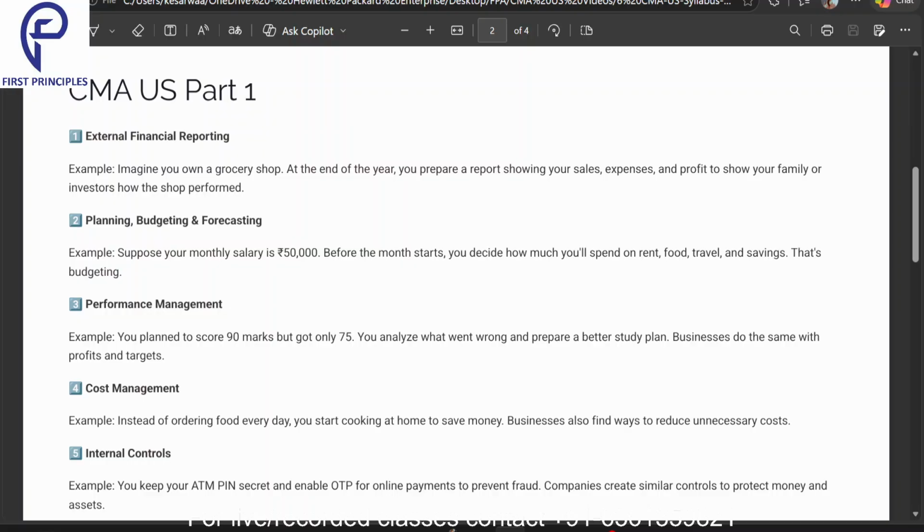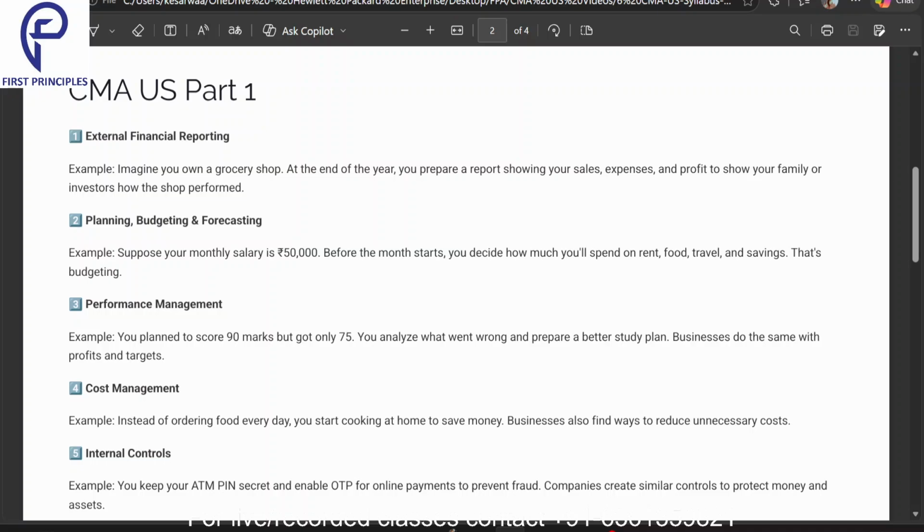Coming to cost management, as the name says, cost management. Whatever costs and expenses we are making in a business, how can we reduce them without impacting the quality of our work? That's all we study in cost management, which is section D of CMA US part 1.